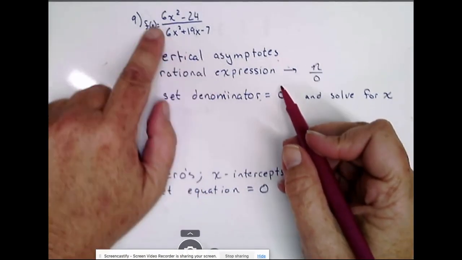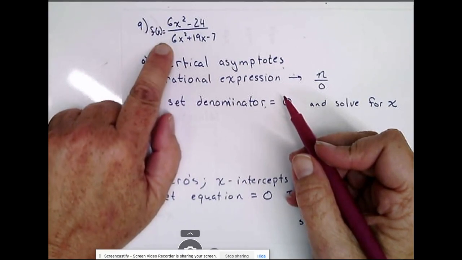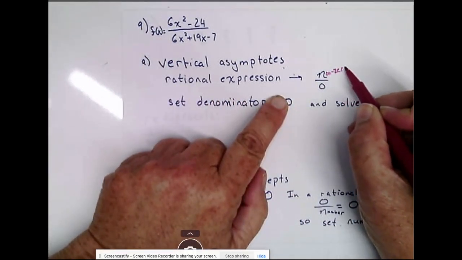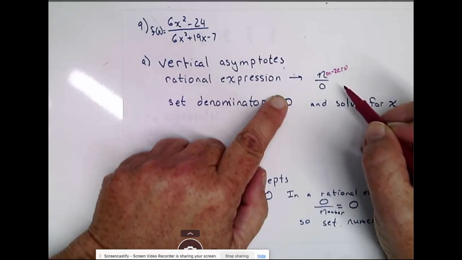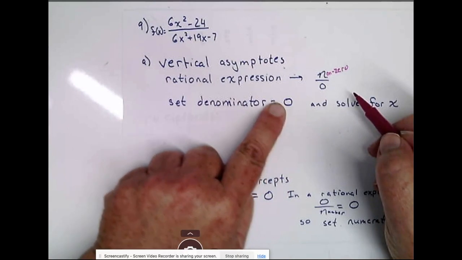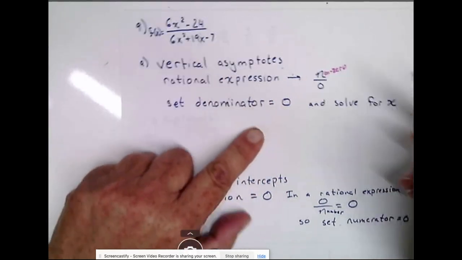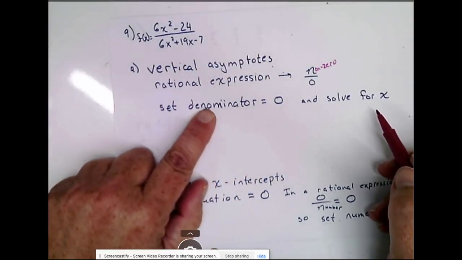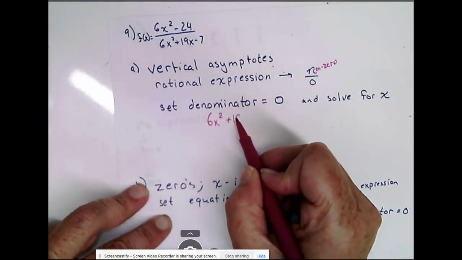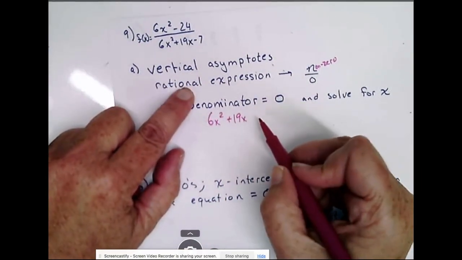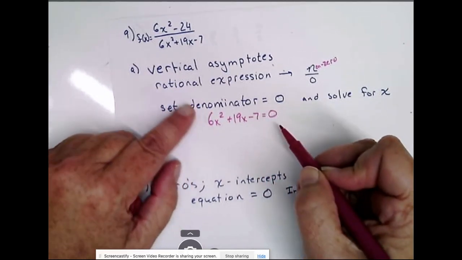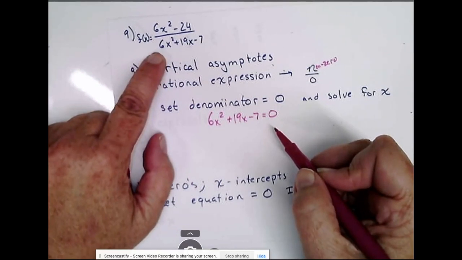Vertical asymptote. When you're looking at a rational expression, a vertical asymptote is when you have a non-zero number over 0. Okay, in other words, if your denominator equals 0, that's going to be a vertical asymptote. So let's set our denominator equal to 0 and solve for x. So you got to know if you're asked for vertical asymptotes, you take that denominator and set it equal to 0, because you're basically looking for points where this is undefined.